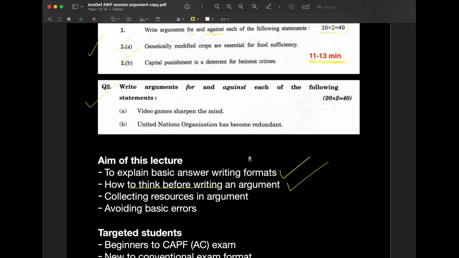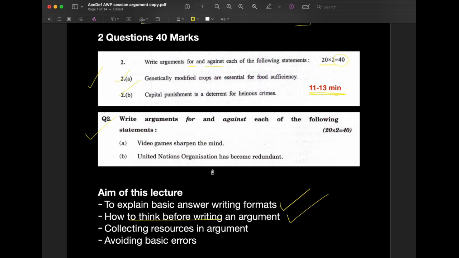Collecting resources for an argument. Okay, now where to collect resources? As per my analysis, and this is entirely my opinion, please don't come hounding me if it does not match the 2024 pattern, topics in this are very static in nature. UN organization is an age-old topic. Capital punishment is an age-old topic. GM crops is a very old topic. Similarly, abortion and many ethical dilemmas are very old topics. I mean, they are very contemporary topics, but they are not very much into current affairs.